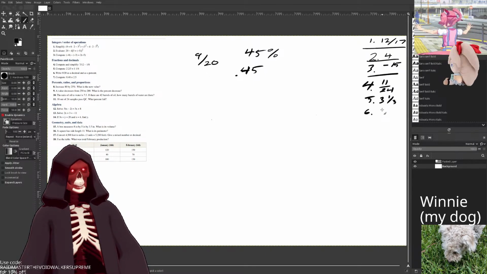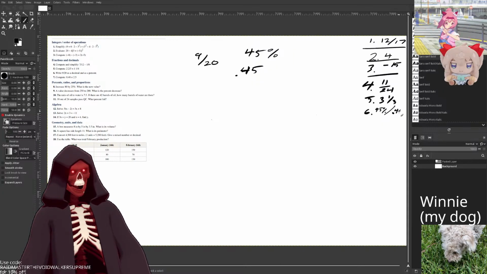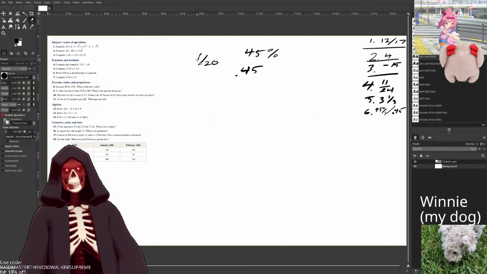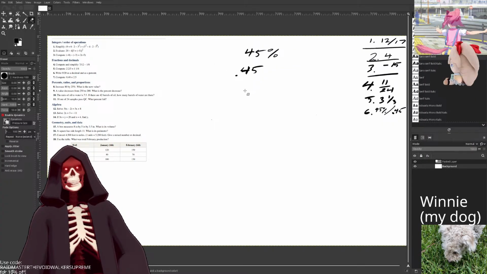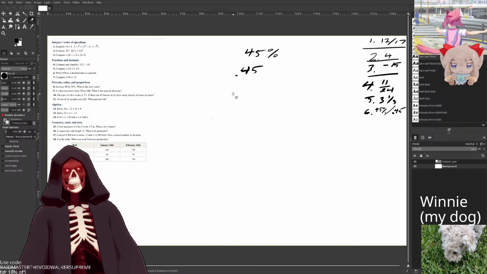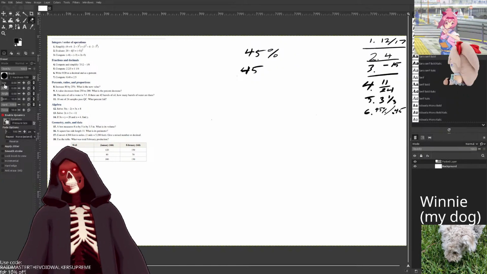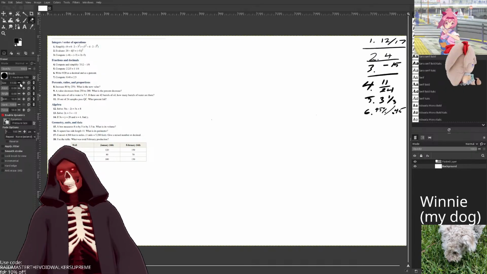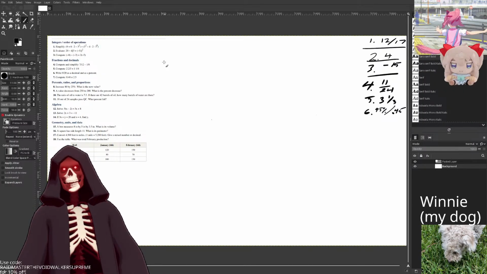So 6 is 45% slash 0.45. 2.5 as a decimal and a percentage. So there we go. Yeah, that works. All right, moving on.